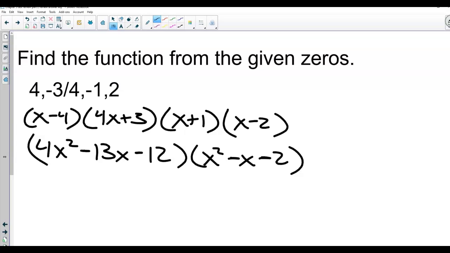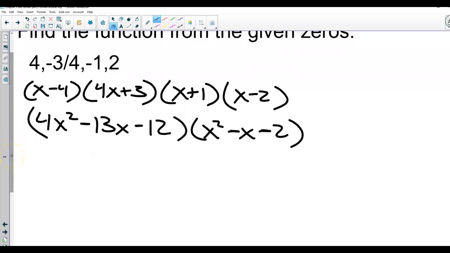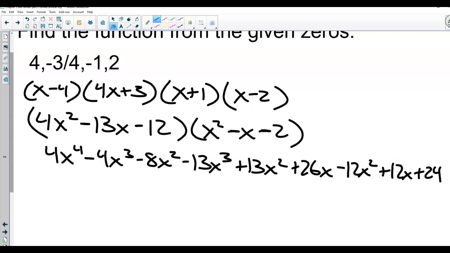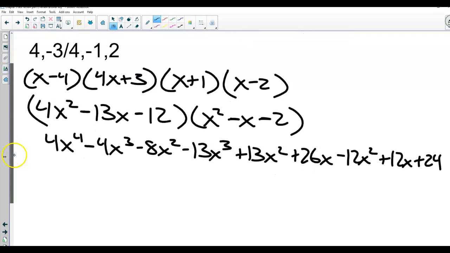And now we multiply these two together. 4x to the fourth, minus 4x cubed, minus 8x squared, minus 13x cubed, plus 13x squared, plus 26x. Negative 12x squared, plus 12x, plus 24. And you do need to combine the like terms.